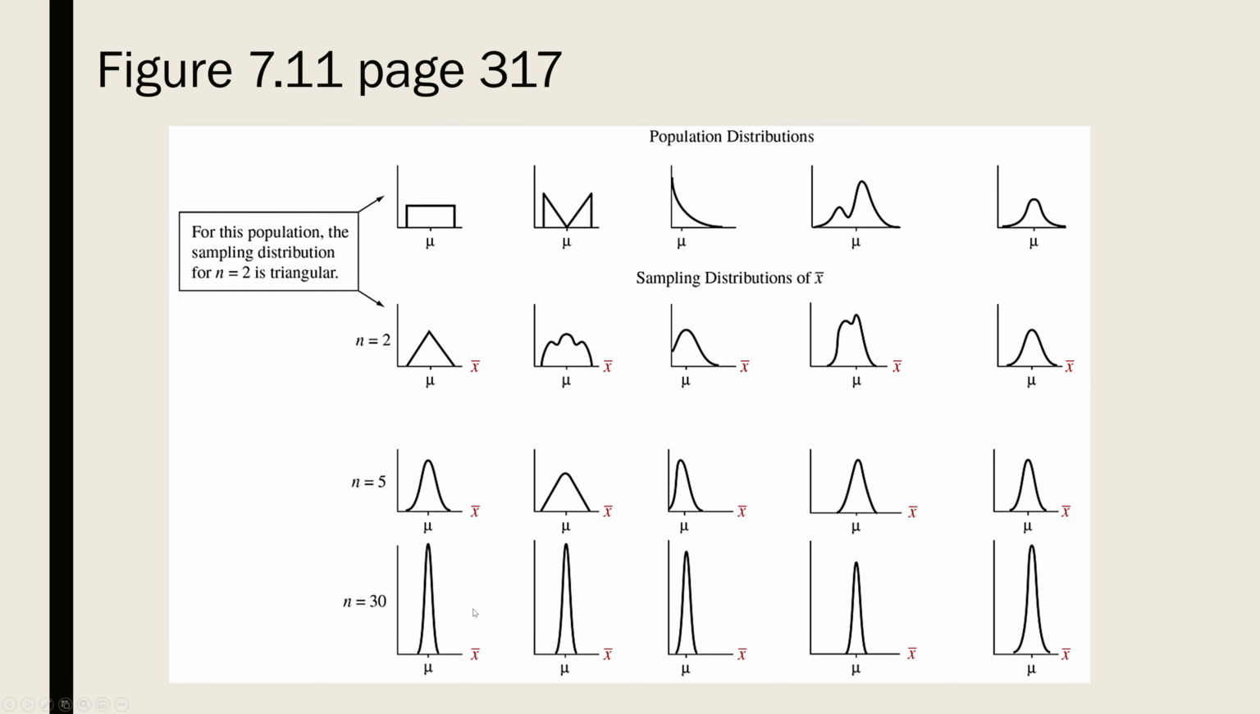In the plot, we can see that the sampling distribution of x bar is very narrow when n equals 30, and the sampling distribution is wide when n is small, such as 2. As we know, when the sampling distribution is narrower, it means the variance is smaller.